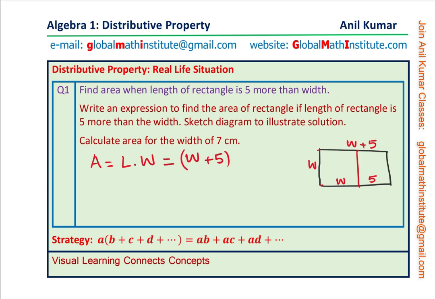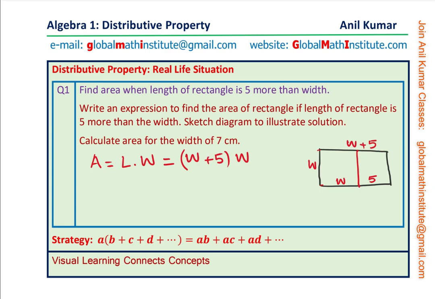And the width is W. So we kind of have a product here, right? We are multiplying two expressions, W plus 5 with W. So how do we do that? Well, we can distribute and then get the result.